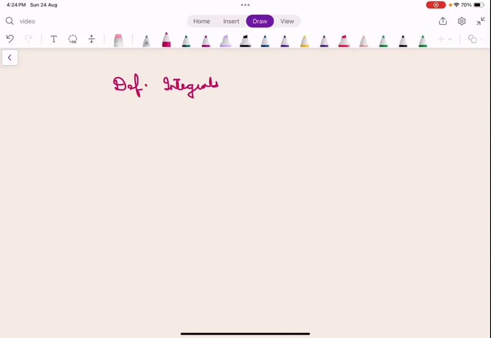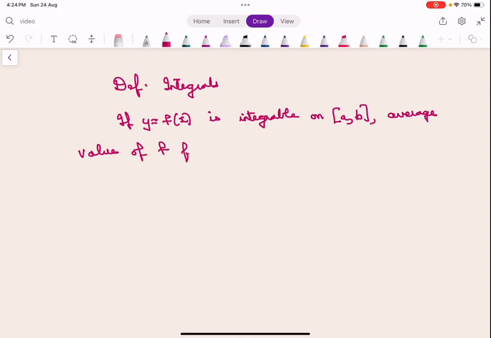Average value of a function from a to b, and also how to work out problems on definite integrals. So let's start. If y equal to f(x) is integrable on the closed interval [a, b], the average value of f from a to b is defined as 1 by b minus a integral a to b f(x) dx. So 1 by b minus a integral a to b f(x) dx is the average value of f from a to b. So let's start with a question.